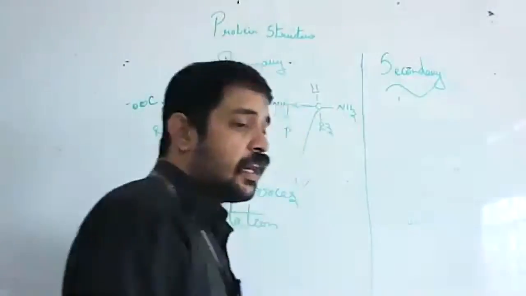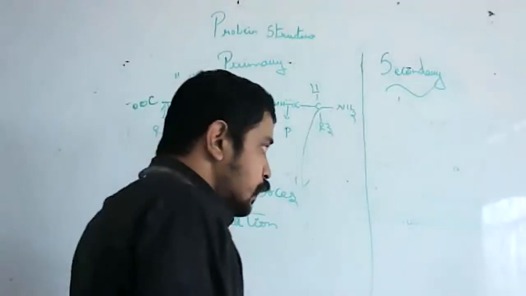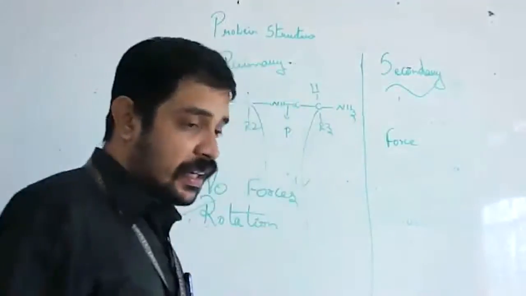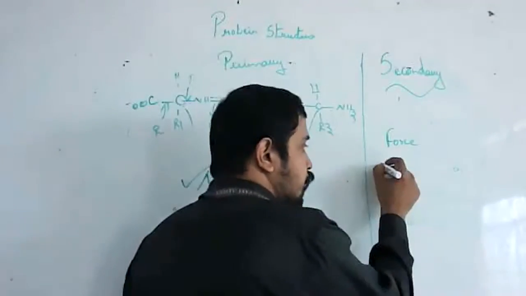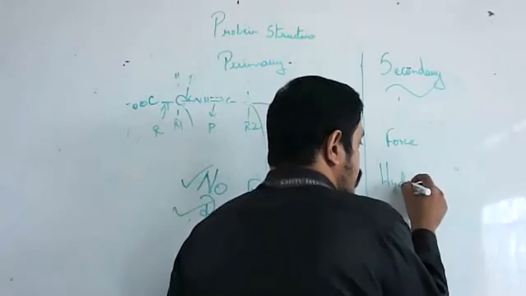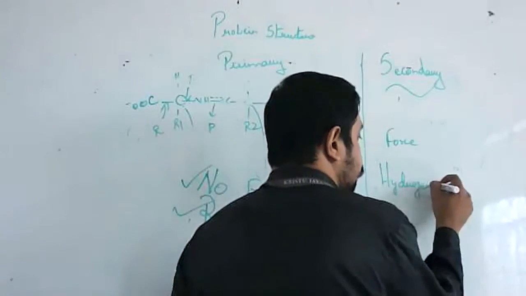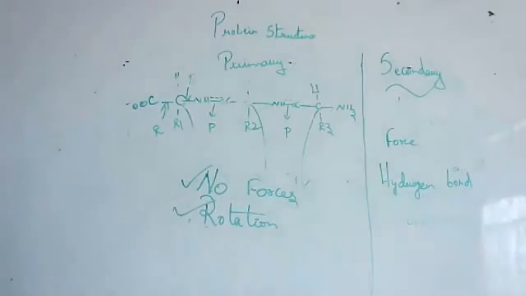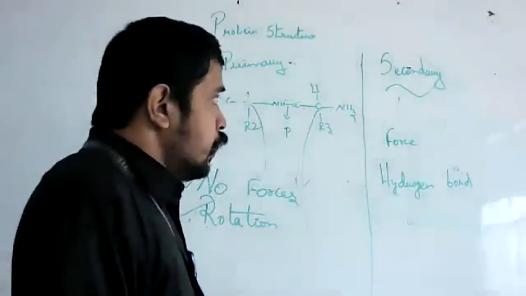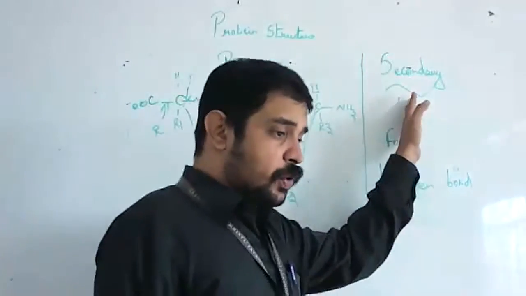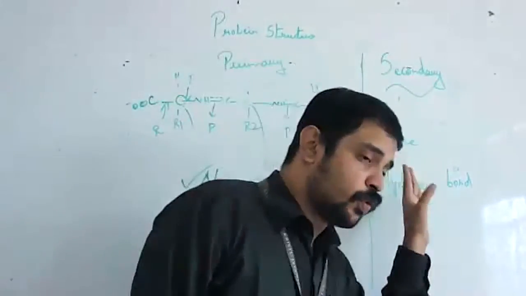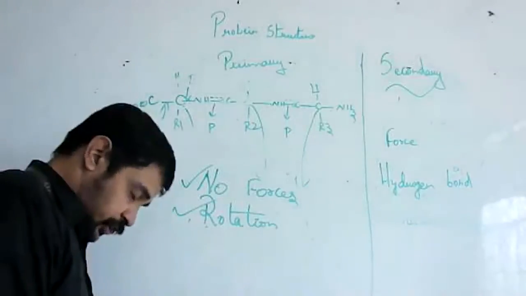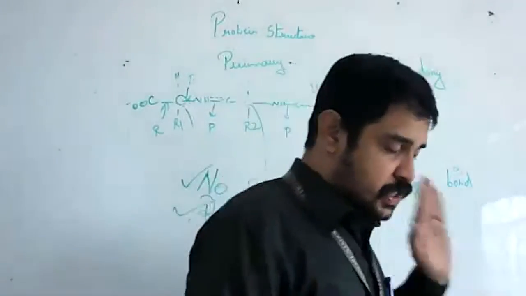Now moving on to the secondary structure of protein, there is a very important force that is involved that results in the formation of the secondary structure, and that is going to be the hydrogen bond. We have to understand. So in the case of the secondary structure of protein, we have a very important force involved, and that will be the hydrogen bond. Okay, so that is understandable.